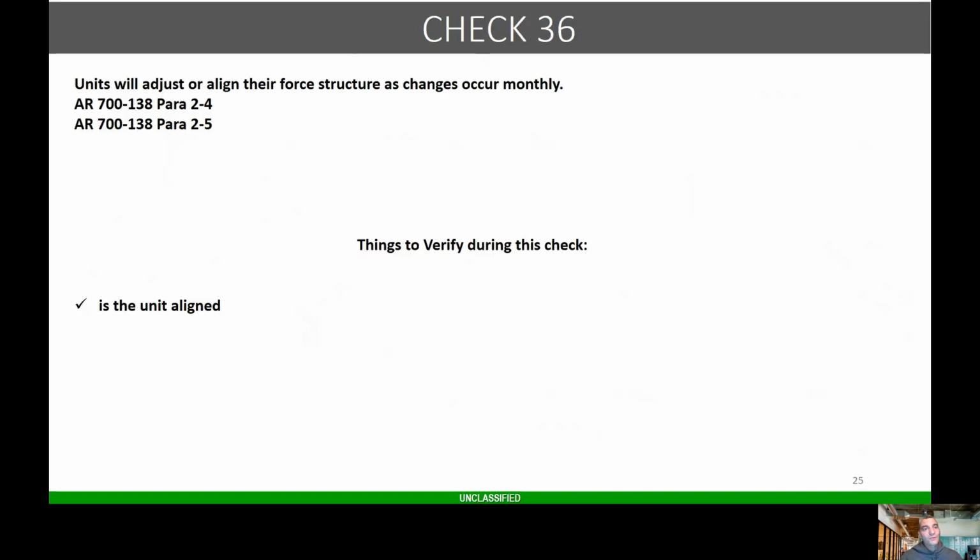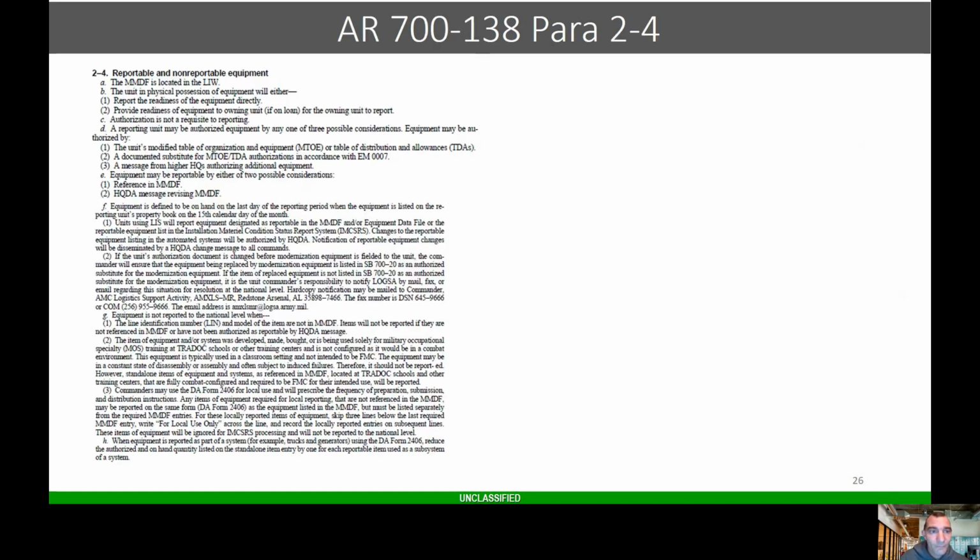Check 36. Okay, units will adjust or align force structure changes as they occur. Okay, is the unit aligned correctly? Now you can go to GCSS-Army. You can check that. I'm not going to talk too much on that because we should all be aligned. You'll know if you're not. All right. But if you do want to learn more, 700-38, paragraphs 2-4 and 2-5.